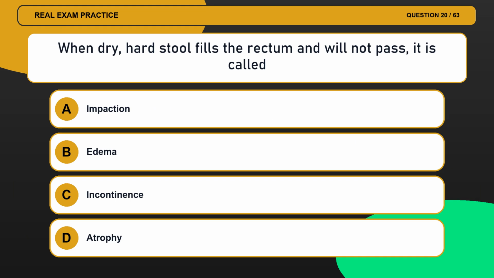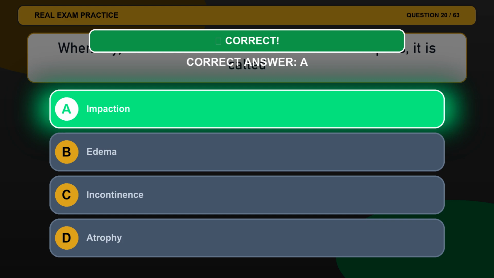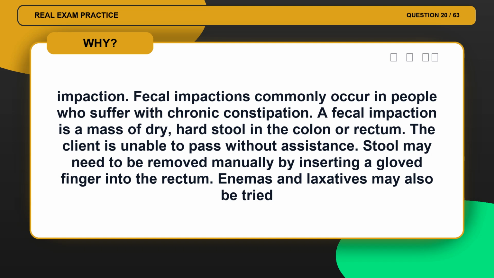Question 20. When dry, hard stool fills the rectum and will not pass, it is called: Option A. Impaction. Option B. Edema. Option C. Incontinence. Option D. Atrophy. The correct answer is option A. Impaction. Fecal impactions commonly occur in people who suffer with chronic constipation.